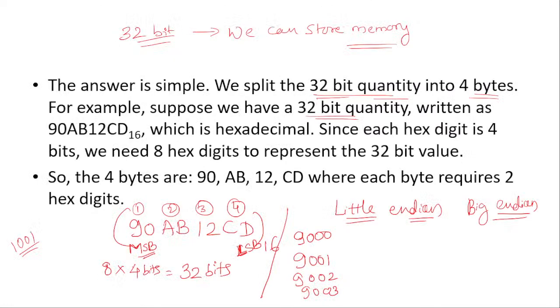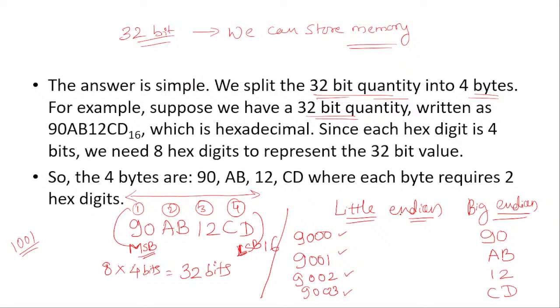Okay. So in my case, this is the data. In this particular data, the most significant byte is 90. So the most significant byte is stored in the lowest address. Here 9000, 9001, 9002, 9003. What is the lowest address? 9000. So in this lowest address, we store the most significant byte, that is 90. Then after that comes AB, then 12, then CD. Okay. So little endian is the opposite.